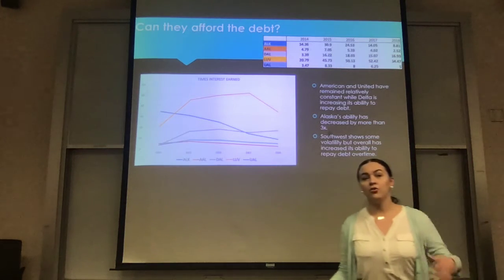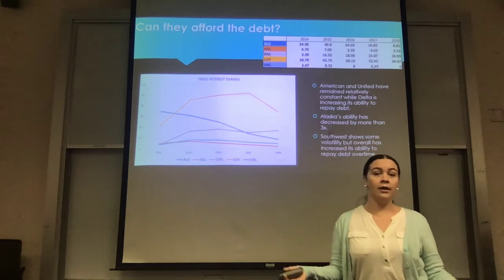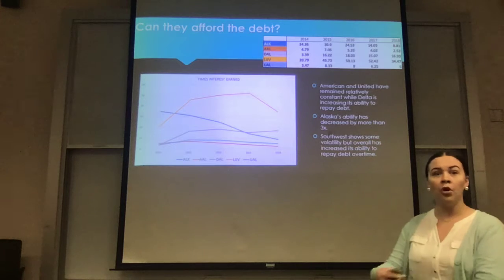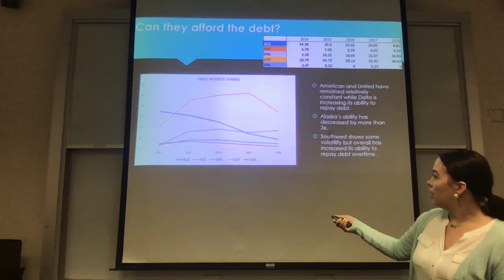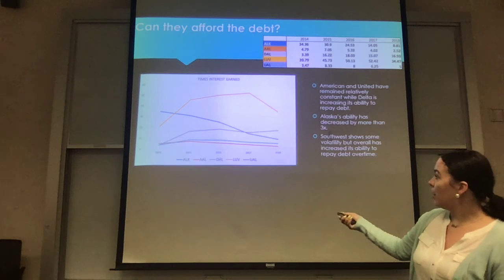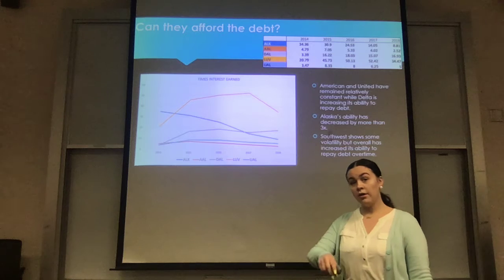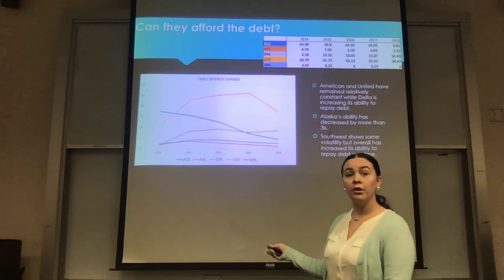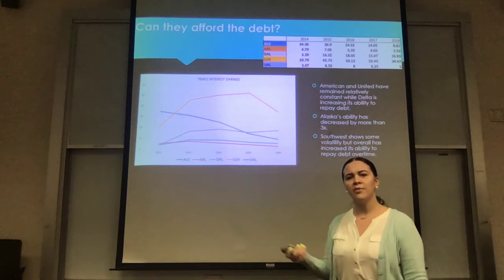Now here's the time interest earned ratio. This ratio tells us whether or not they can pay their debt, how many times over they can pay their debt. As you can see, United and American, pretty consistent. So if we look at the slide before, American is the one that tripled their debt, but they stayed consistent in repaying it. So that's not something to worry about.